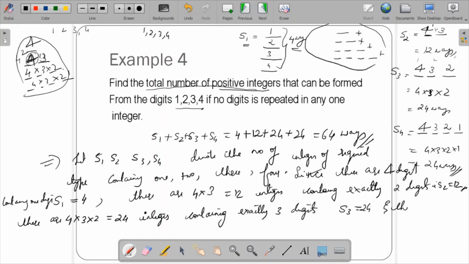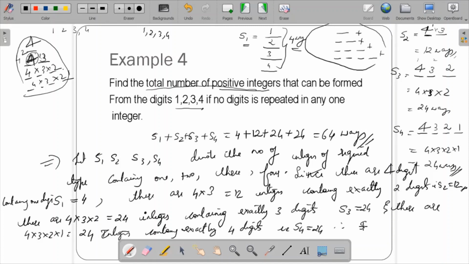And there are 4 into 3 into 2 into 1, 24 integers containing exactly 4 digits. That is, S4 is equal to 24. Therefore, the required number is S1 plus S2 plus S3 plus S4, which is equal to 64. So this is the required answer.